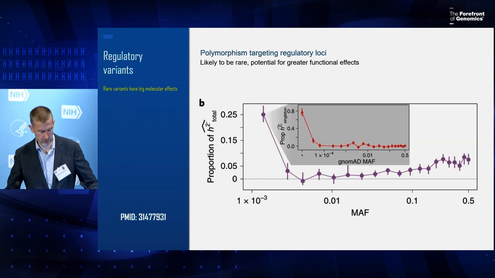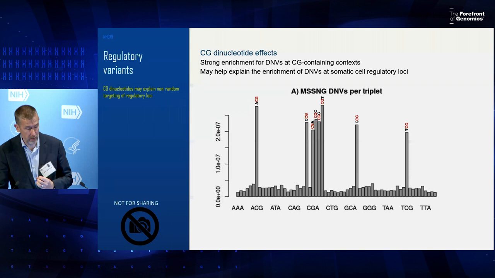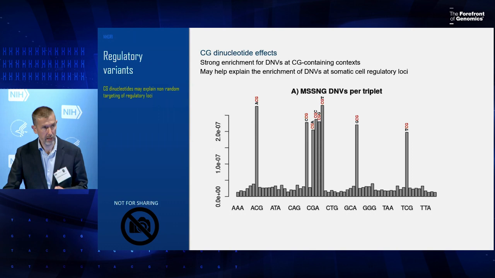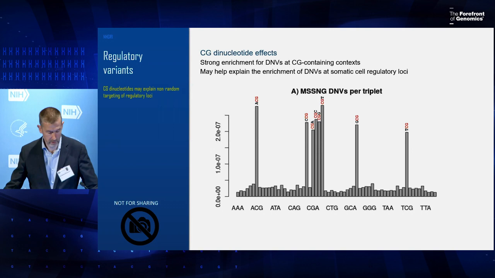So the clue that we got was when we looked at the triplet context of these variants. And what you can see is everything with a little red CG in it is one of these triplets that has a CG. The vast majority of the de novo variants are happening in a CG context. So this is a highly mutable sequence in the genome, obviously, because if it's methylated and you deaminate it, instead of deaminating cytosine to uracil, it deaminates to thymine, and it's very difficult to repair because the machinery doesn't recognize it as being foreign to the DNA sequence.